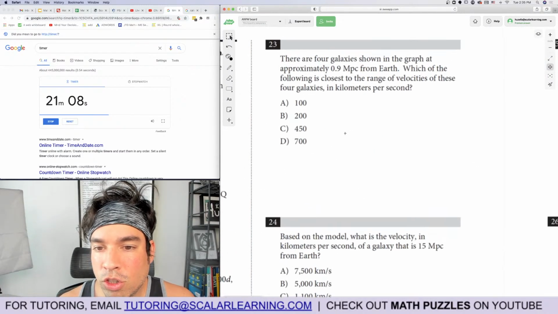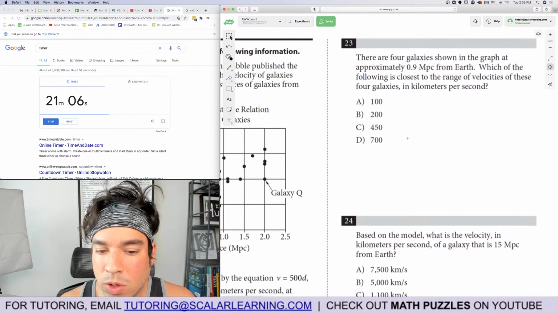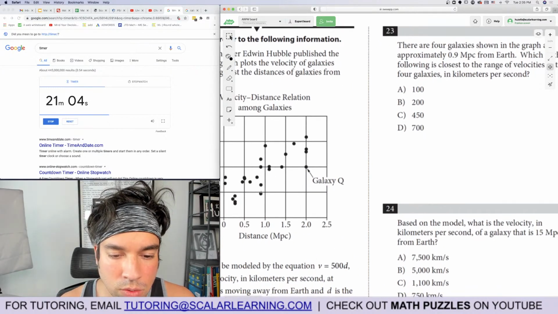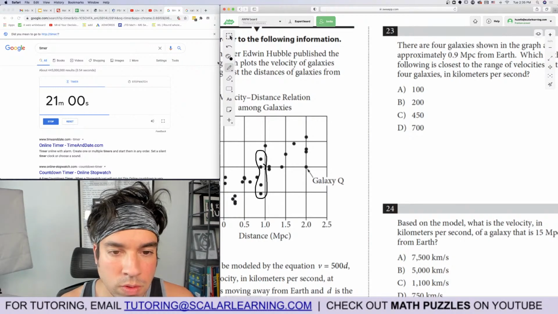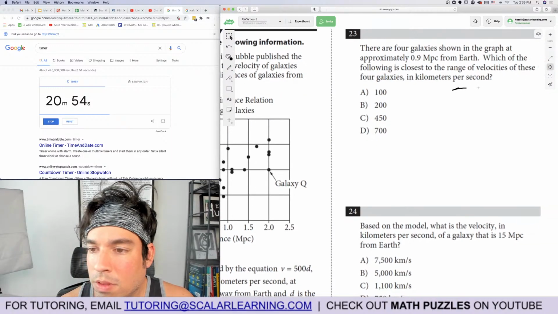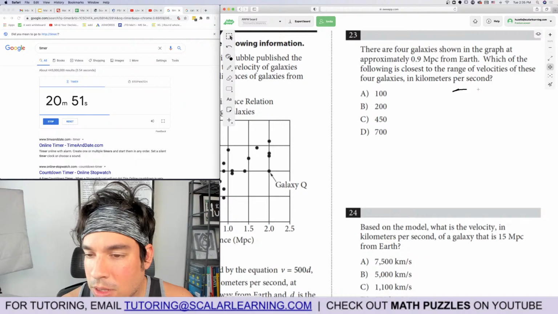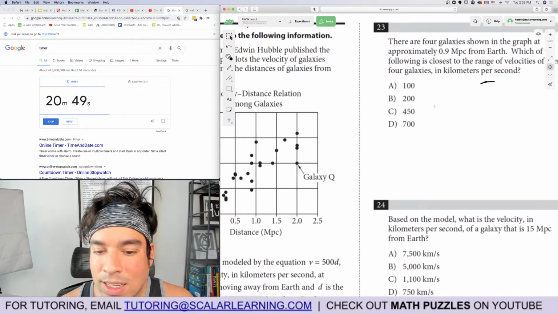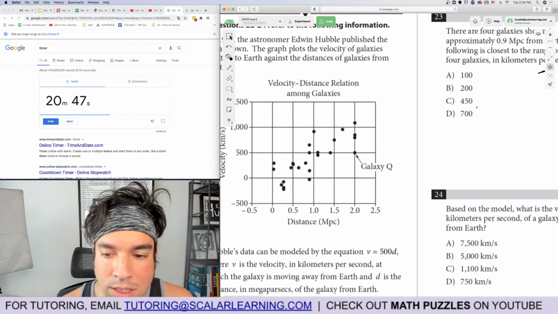23. There are 4 galaxies shown on the graph approximately 0.9 from Earth. Hold on, where's 0.9? So it's these ones. Which of the following is closest to the range of velocities of these 4 galaxies in kilometers per second? And this is in kilometers per second.